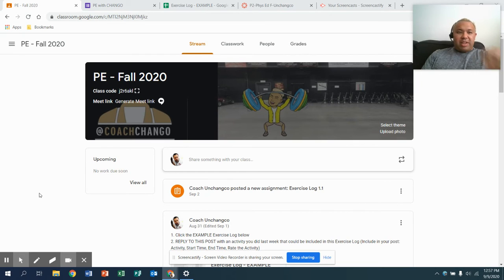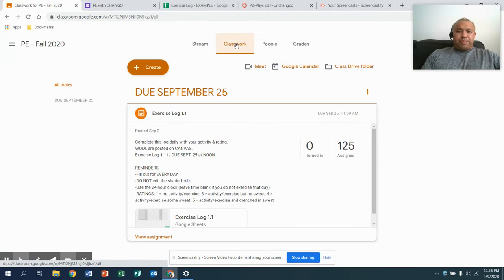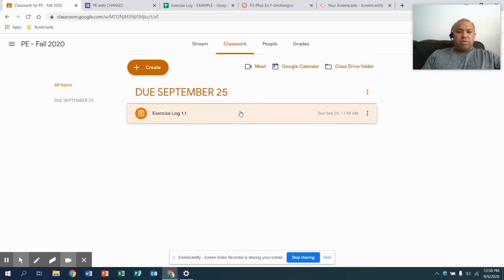So, when you navigate yourself through to Google Classroom, this is where you're going to find your exercise log. The most recent post as of right now, September 9th, 2020, has the activity right there. You could also access it through the coursework tab on the top. And then when you click on that, that should take you to all of the assignments that are due on September 25th. Right now, there's only one assignment.